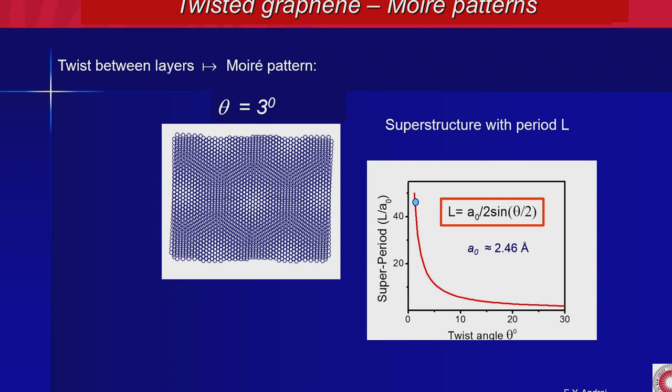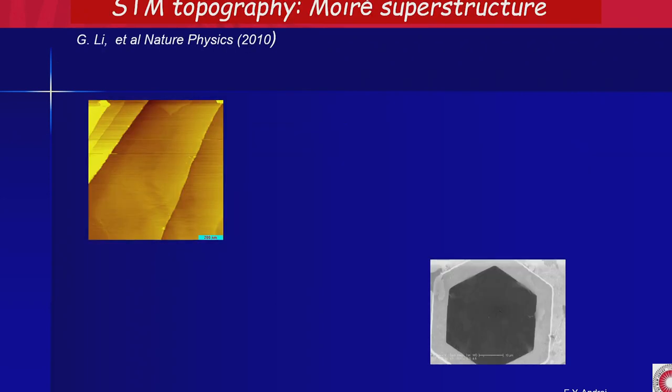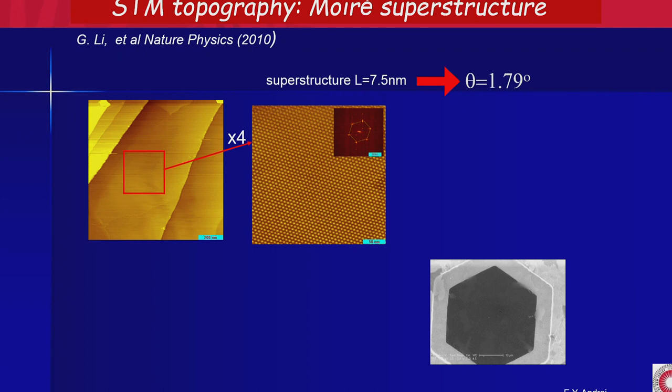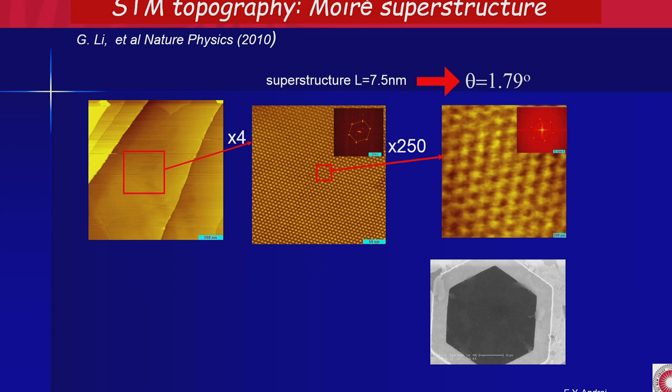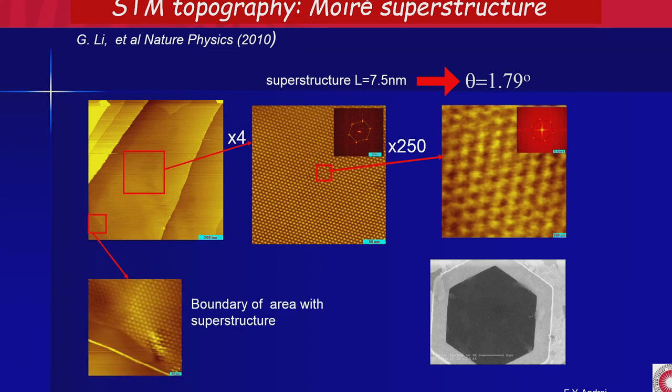Now this is something that people have known for a very long time. Here is a sample that we have. This is a suspended CVD grown sample, and we have twisted layers in it. This is a magnification of 4. This is the moiré pattern. The twist here is 1.79 degrees, and we have a period of 7.5 nanometers. Clearly, these are not atoms. You zoom in to the atomic resolution, and these are the atoms. So we have a moiré pattern here, and we can go from moiré pattern to no moiré pattern at the boundary.